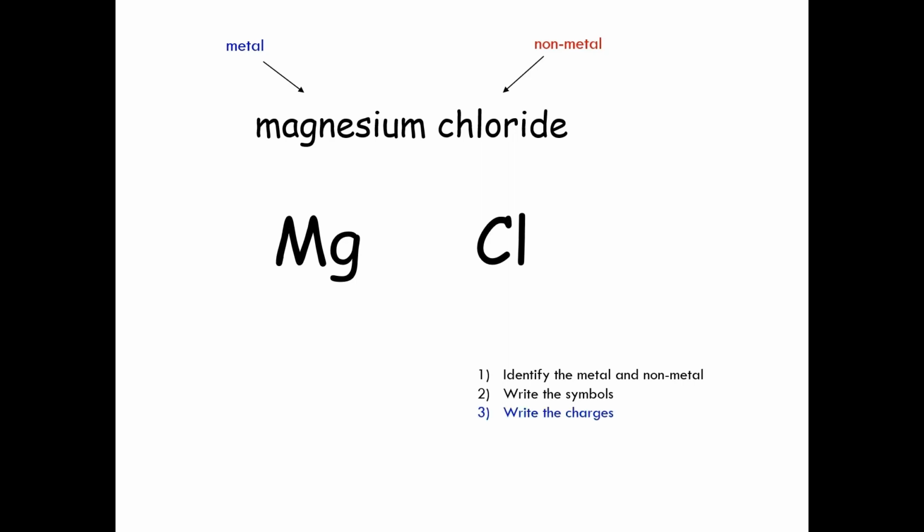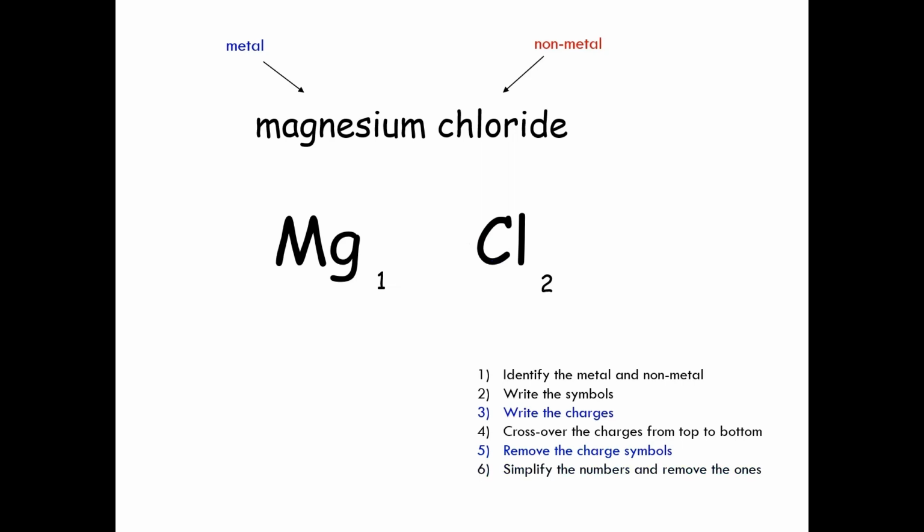Write the charges. Again, based on the positioning of these elements on the periodic table, we know that the charge for magnesium will be 2 positive and the charge for chlorine will be 1 negative. Cross the charges over from top to bottom. Remove the charge symbols. Now, simplify the numbers and remove the ones.